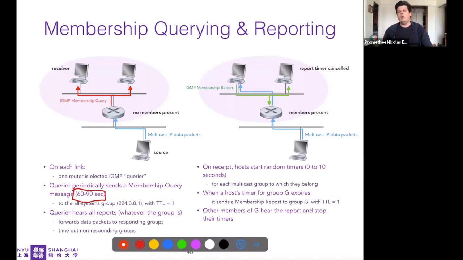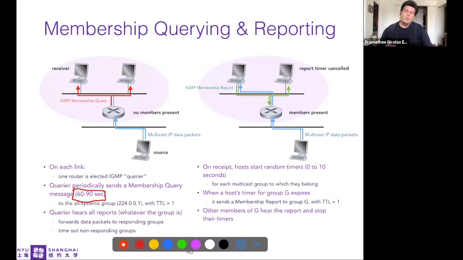So in order to speed up the process, what I may do here is, instead of waiting for a query, when I join for the first time, I can send an unsolicited report just to speed up the process. But still the query needs to be periodic. My question now is the following. The problem that we have now is, let's say I want to leave. How can the router know that there are no members?